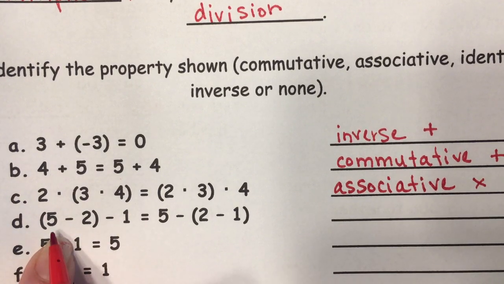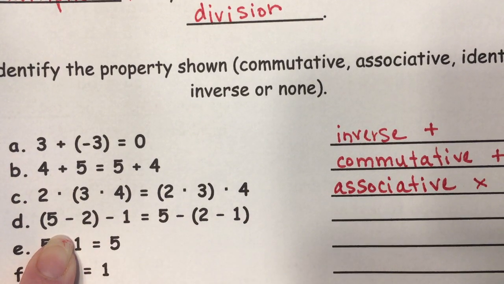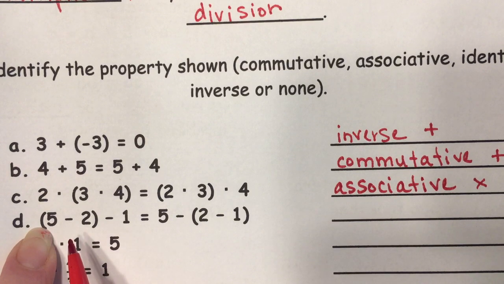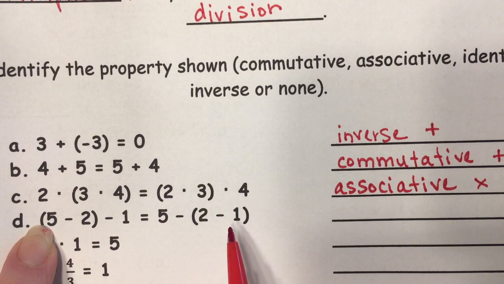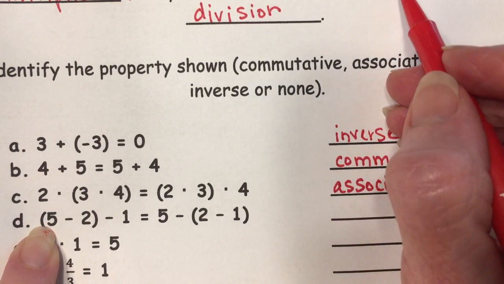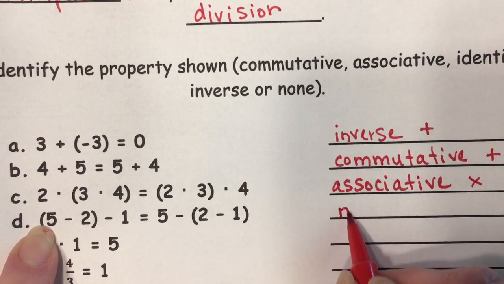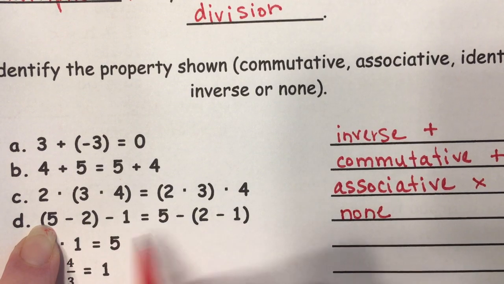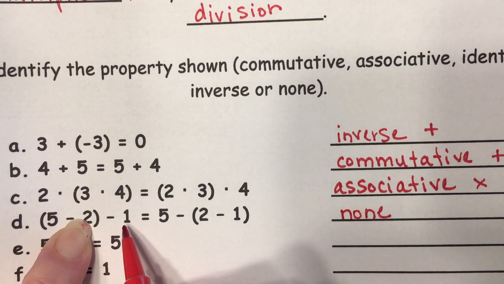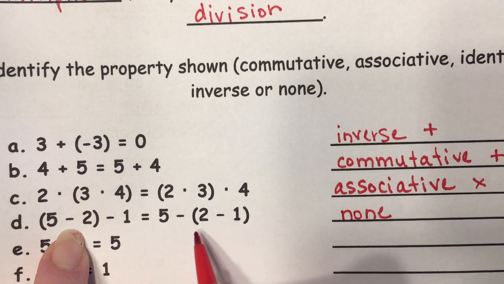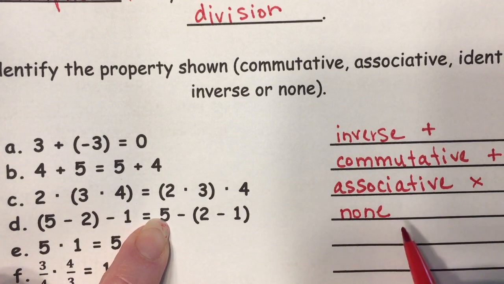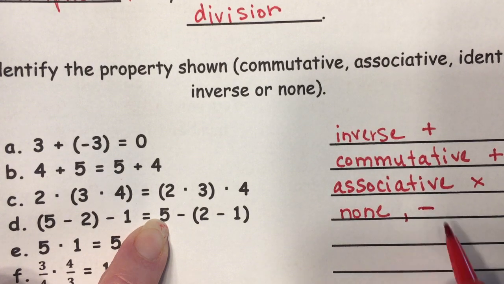All right, here I have 5, 2, 1, 5, 2, 1. So the order is not different. Did the grouping change? Yes, it did. I have 5 and 2 here, and I have 2 and 1 here. So this looks like associative, but what's wrong? Associative doesn't work for subtraction, right? So this is one of those times where it's a little tricky. These aren't equal to each other. 5 minus 2 is 3, minus 1 is 2. Over here, 5 minus, what's 2 minus 1? 1. 5 minus 1 is 4. Is 3 equal to 4? Nope. That's because the associative property doesn't work when you're subtracting. So the answer is none, because it's subtraction.